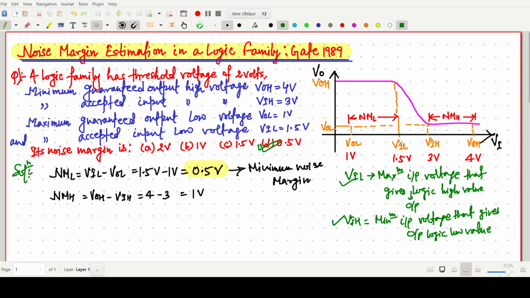VIL is the maximum accepted input low voltage. Maximum we will give this one, and some threshold voltage is somewhere here. So this is a very simple question, but we have to know this VI characteristics for the inverter, and we can easily solve this question. So this is all about this simple question. Thank you for watching this video.